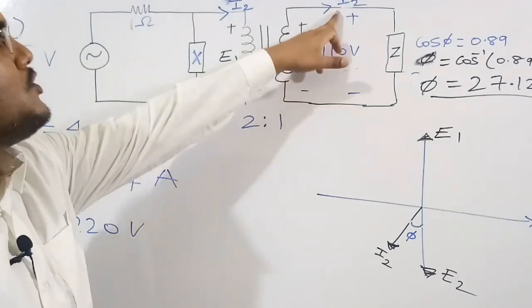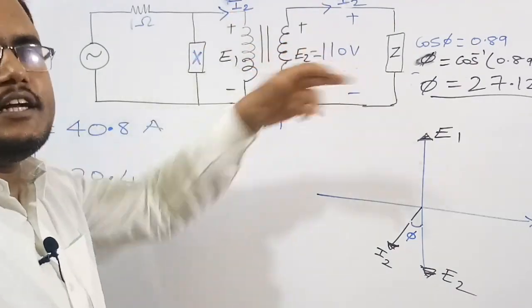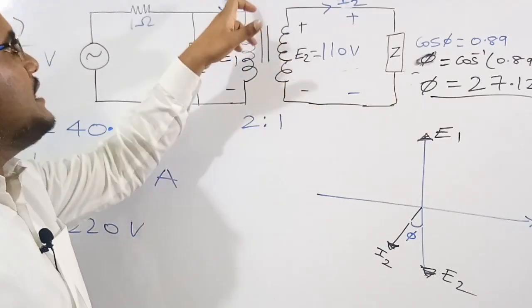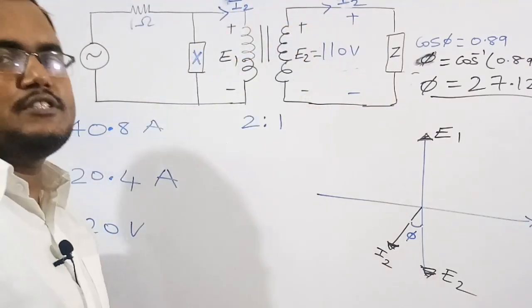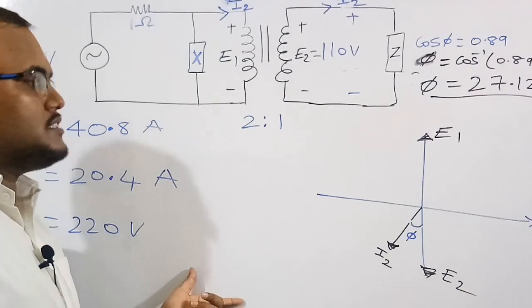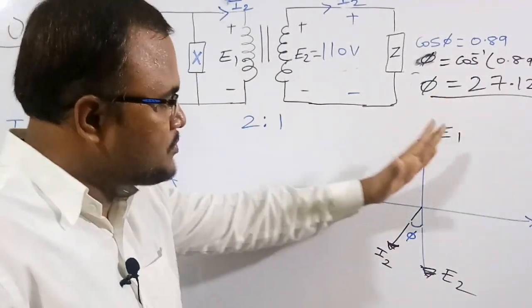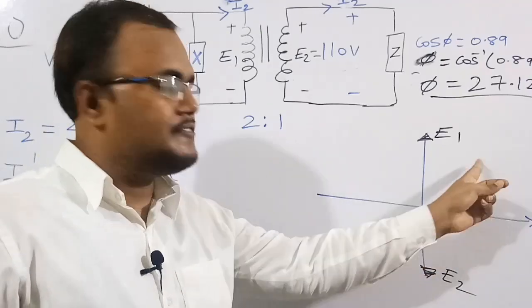So here I2 and I2 dash are in opposite directions. E1 and E2 are in opposite directions, and I2 dash and I2 are also in opposite directions. This we will learn in the theory classes. Opposite means they lie in a straight line.